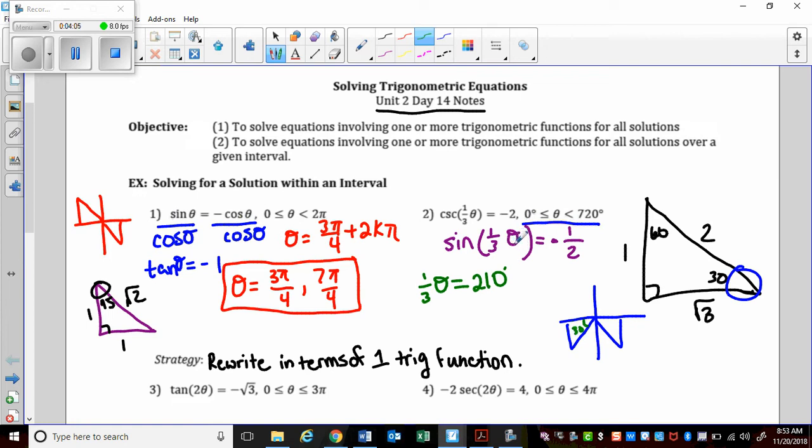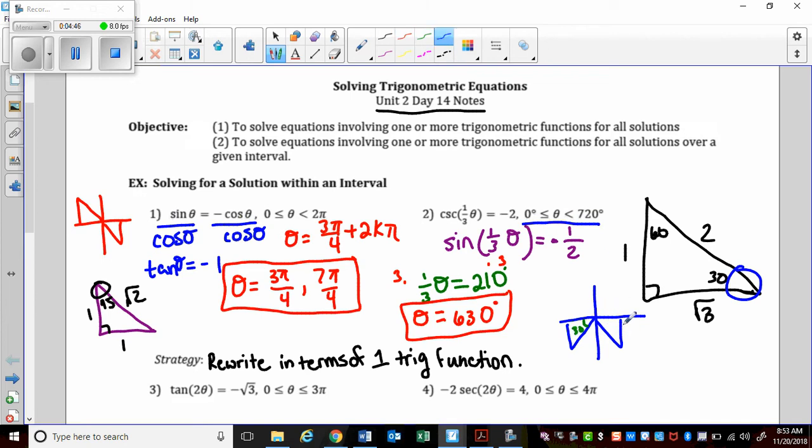So I need to divide by 1/3 or just multiply by 3. So times 3. So I know when theta is equal to 630 degrees. And that's in between 0 and 720. So this would work. Now let's see if the other one works.